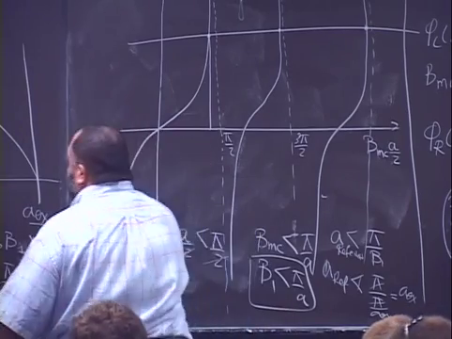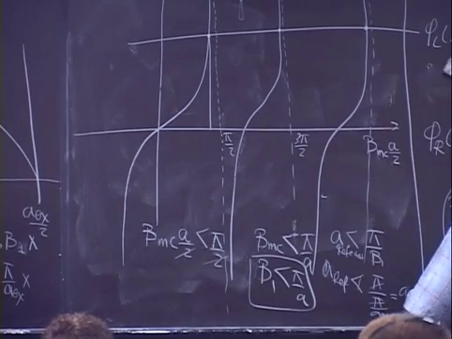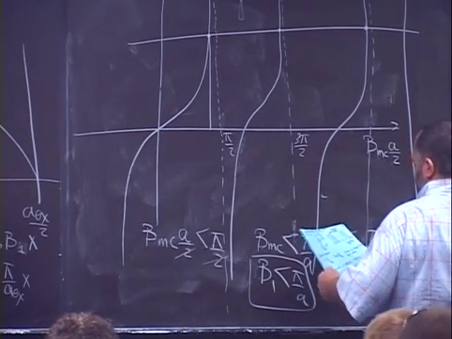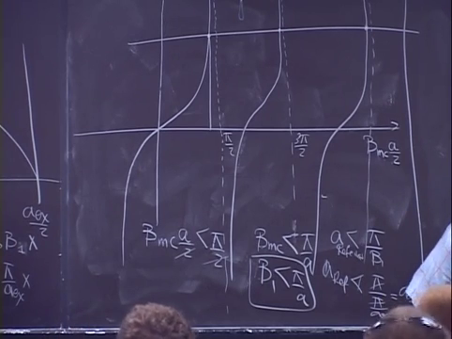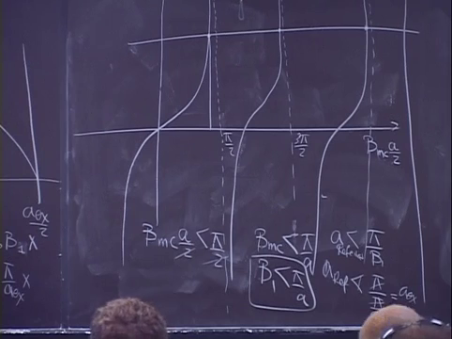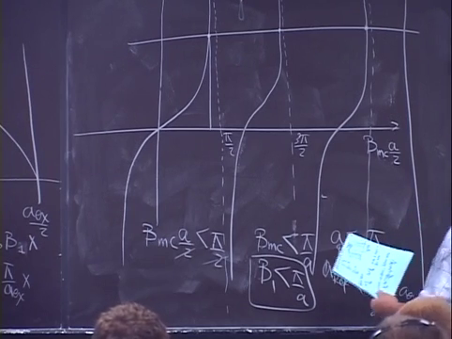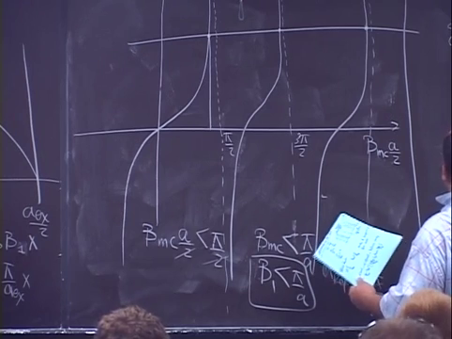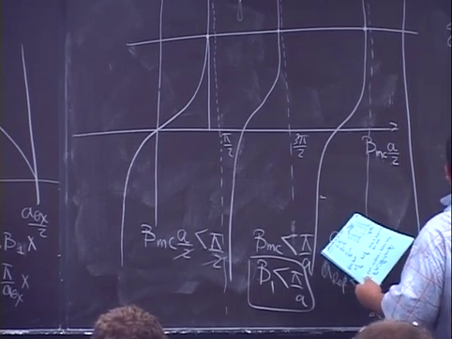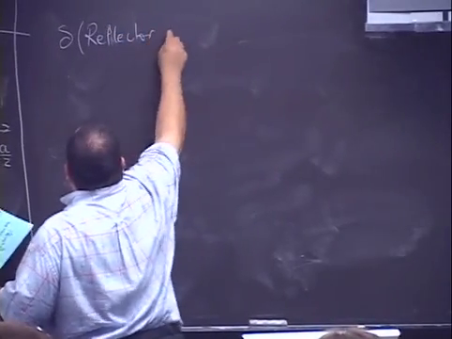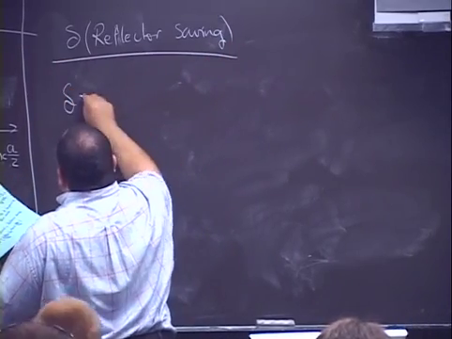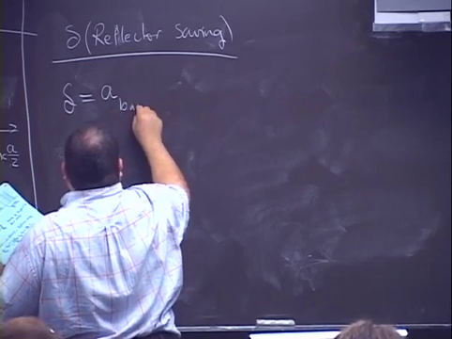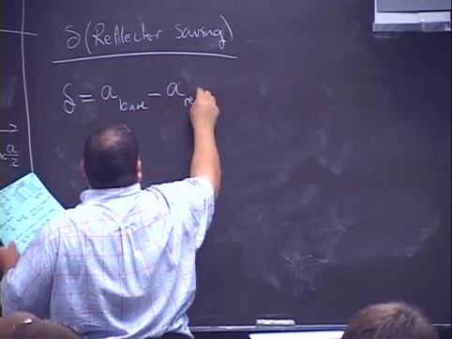So we can now define something called reflector saving: how much you save with the reflector. Reflector saving is just the difference between A for the case of the bare reactor and A in the case of the reflected reactor. So delta is the reflector saving, and delta is equal to A for the bare reactor minus A for the reflected reactor.